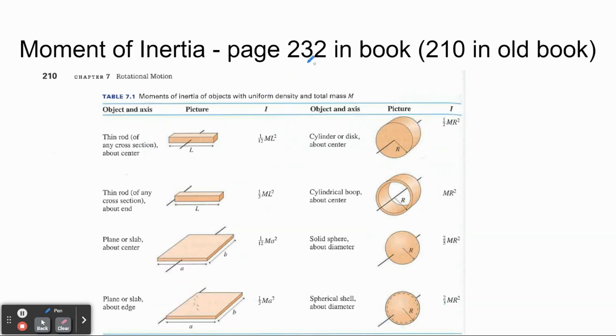So again, this is on page 232 in your textbook. So we will do more examples of these. Just check my other videos to see those examples.